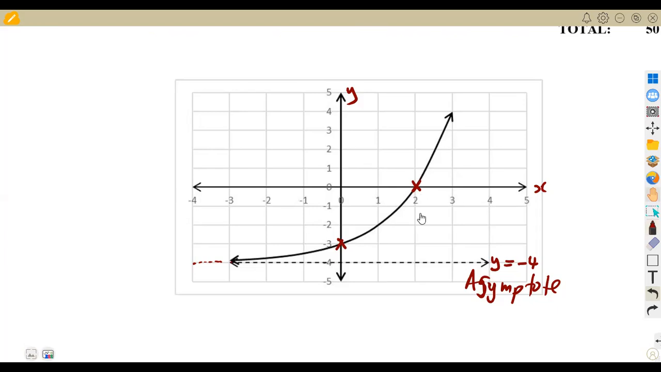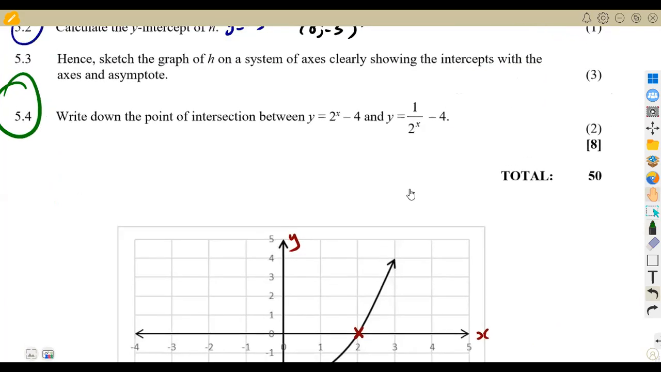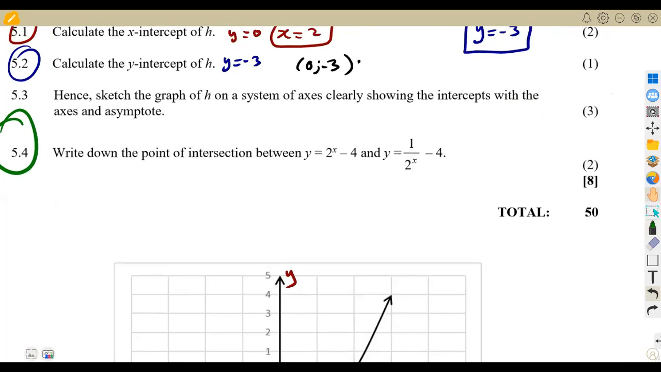All right, so that was what you're supposed to have for this sketch. You can have 4 marks if you do this. Then the other part: write down the point of intersection between the graph of 2 to the exponent of x minus 4, which we sketched, and the one of 1 over 2 to the exponent of x minus 4. They just play around with us.